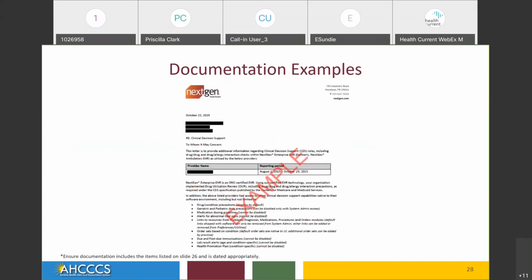Here's another documentation example. It is a letter from the practice's CERT stating that 5 CDS rules were turned on. Towards the bottom, you can see those bullet points. It identifies the CDS rules that were enabled and cannot be disabled. And so this is a generic letter. You need to make sure that if you do reach out to your vendor to provide this letter, that it has the practice date on it, it has the reporting period date, and identifies that there were 5 CDS rules, and just double check to make sure 5 of those CDS rules will relate to at least 4 electronic CQMs. You need to ensure that the documentation includes the items listed on slide 26 and is dated appropriately.